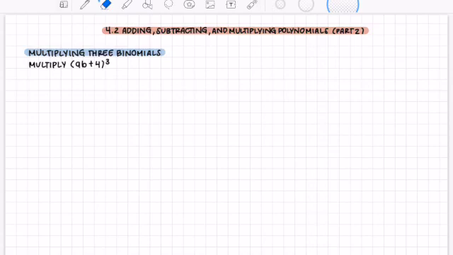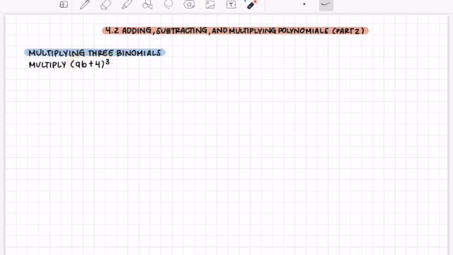Guys, so today we're going to be looking at chapter 4, section 2, adding, subtracting, and multiplying polynomials, part 2. So we're going to start off here with multiplying a trinomial. For example, let's say right here, we're asked to multiply (ab + 4) to the power of 3.